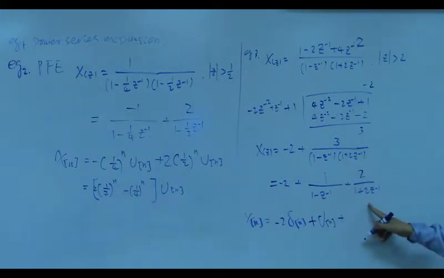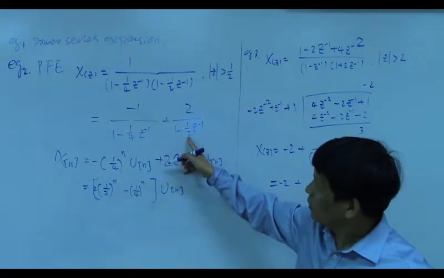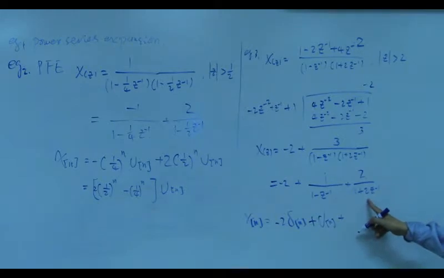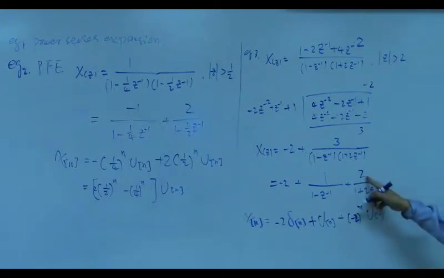This one, what is A? 2 or negative 2? Negative 2, right? Look at all here. Minus half, A is half. Minus quarter, A is quarter. So plus 2, that means A equals negative 2. So negative 2 to the n and u[n], and there's 2 here. So we have 2 here. Okay, that's it.